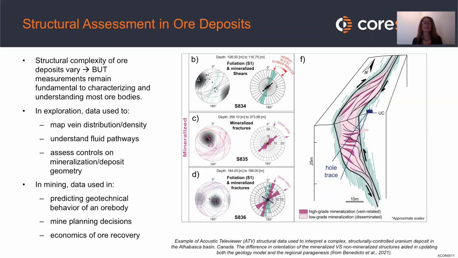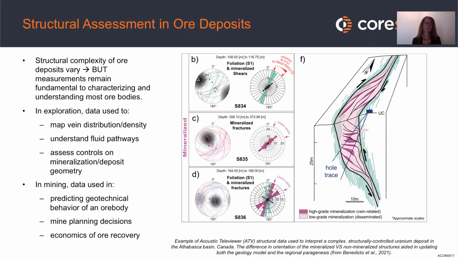On the right-hand side of this slide is an example from Benedicto et al., from a paper earlier this year, where they used acoustic televiewer data, which is a downhole in situ method of structural data collection, to interpret a complex structurally controlled uranium deposit in the Athabasca Basin here in Canada. What they found is that there was a slight difference in the orientation of mineralized versus non-mineralized structures. This helped them in both updating their geology model and understanding the geology, as well as the regional paragenesis. So this is a really fantastic example of how integrating not just the orientations of our structures, but adding the component of mineralogy gives us more information and more robust models for the ore deposits that we're working in.